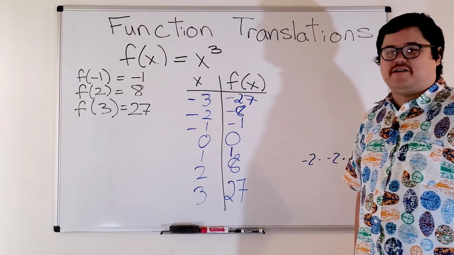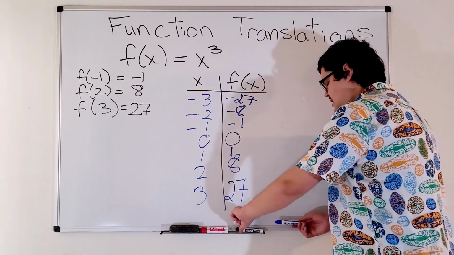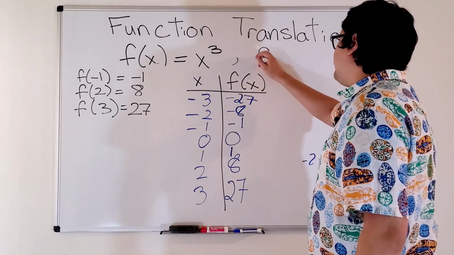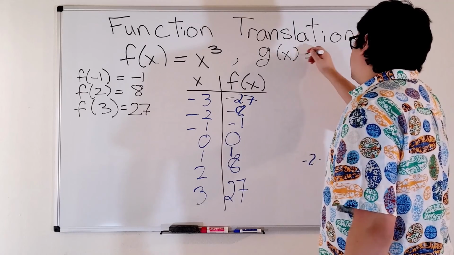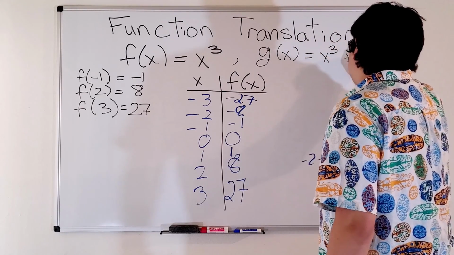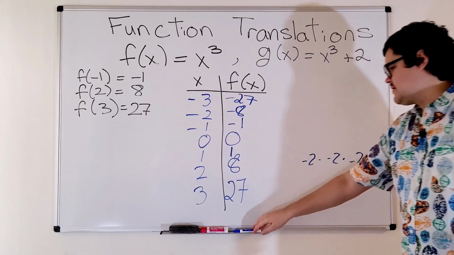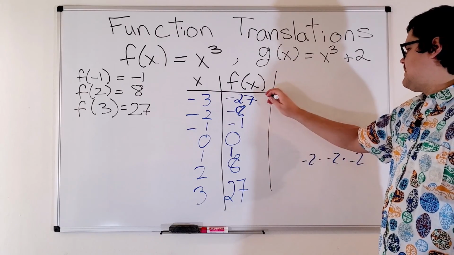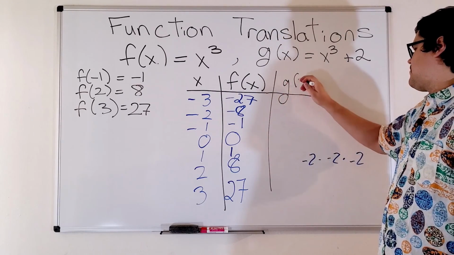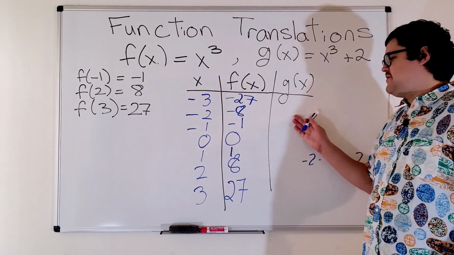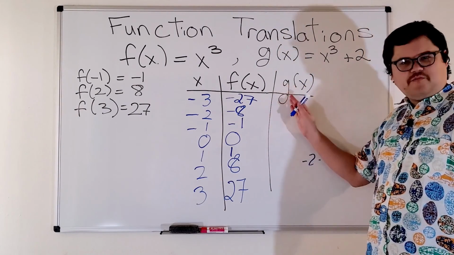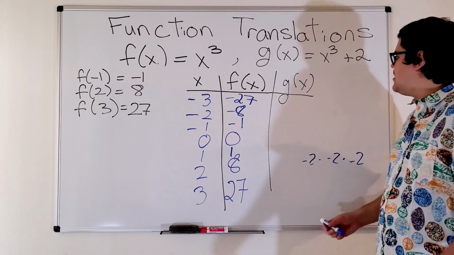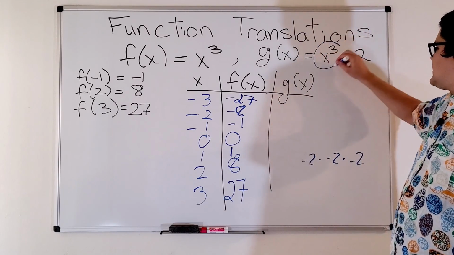But what if we had another function? Imagine that we had not only f of x, but we had a different function, g of x, which is equal to x cubed plus 2. We could also put the output values of g of x in our table. So if I had another column here, g of x, we could put the output values corresponding to the same input values.